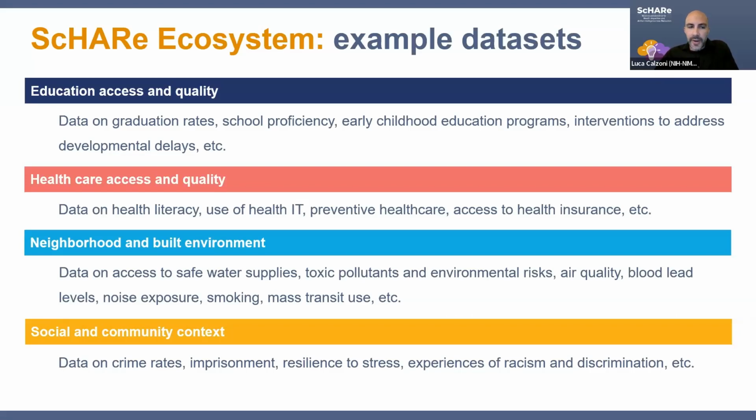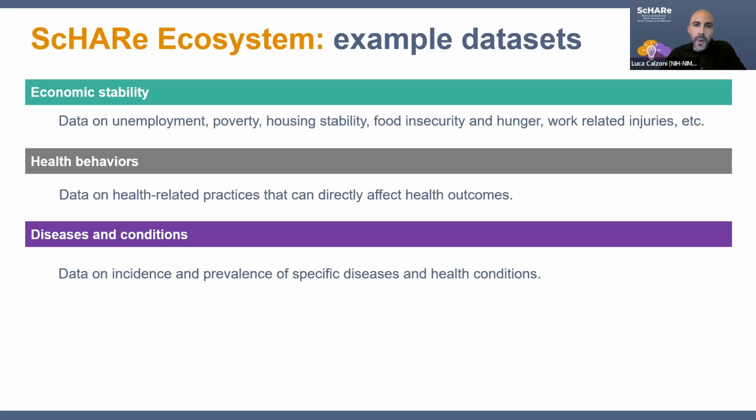The neighborhood and built environment category includes data on pollutants, for example, environmental risks, air quality, noise exposure, mass transit use, etc. The social and community context category has data on crime rates, resistance to stress, experiences of racism, discrimination. The economic stability category has data on unemployment, poverty, housing stability, food insecurity and hunger, etc. Health behaviors, of course, has data on health-related practices that affect health outcomes. And then diseases and conditions has data on incidence and prevalence of specific diseases and health conditions with a focus on chronic conditions especially, and those affecting health disparity populations.